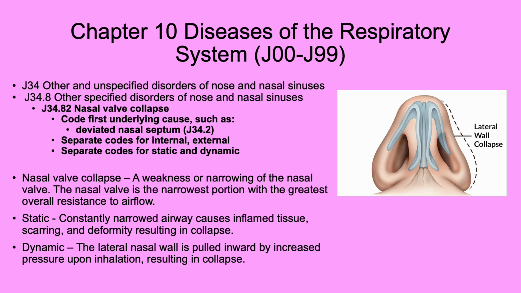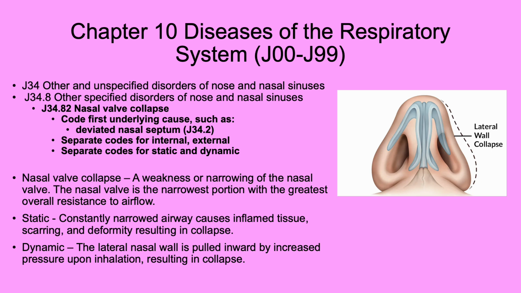Okay, moving on to chapter 10, disease of respiratory system. So this is J34, nasal valve collapse. So a weakness or narrowing of the nasal valve. The nasal valve is the narrowest portion of the airway, with the greatest overall resistance to the airflow, and you can see that here. It can be static or dynamic.